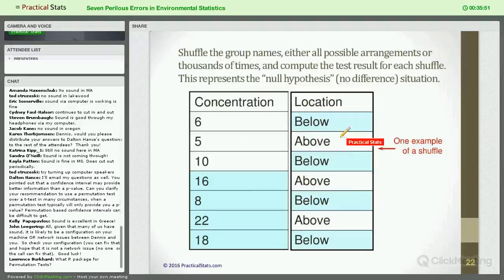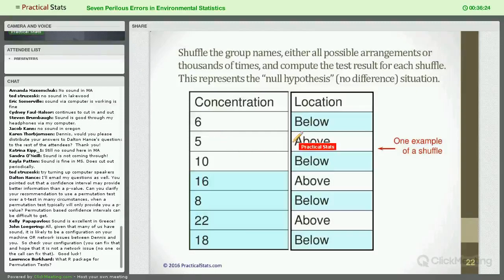So I could, and the computer will, randomly reassign the group assignments. And we'll call that a shuffle, just to relate it to iTunes here. So in this shuffle, the 6, which was originally collected in the above group, gets assigned to the below group. And the 10 gets assigned to the below group, and so on. So we rearrange the locations, then compute a mean of the 3 above group data as they are reassigned.